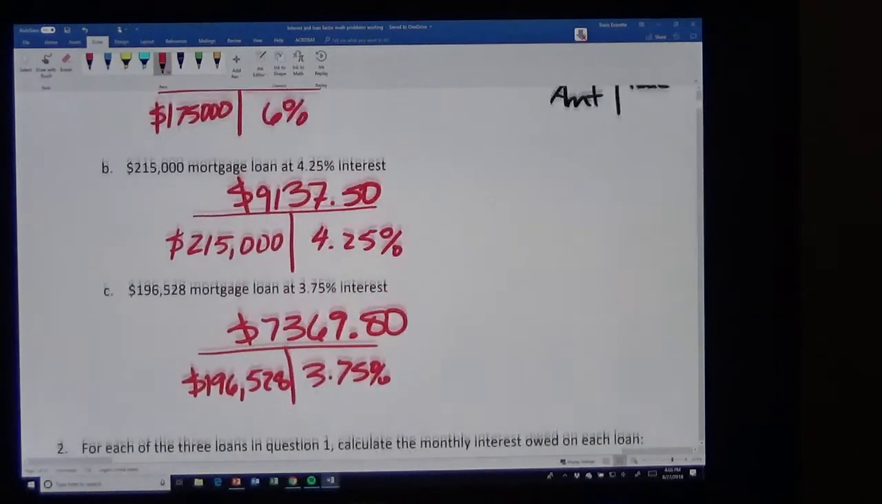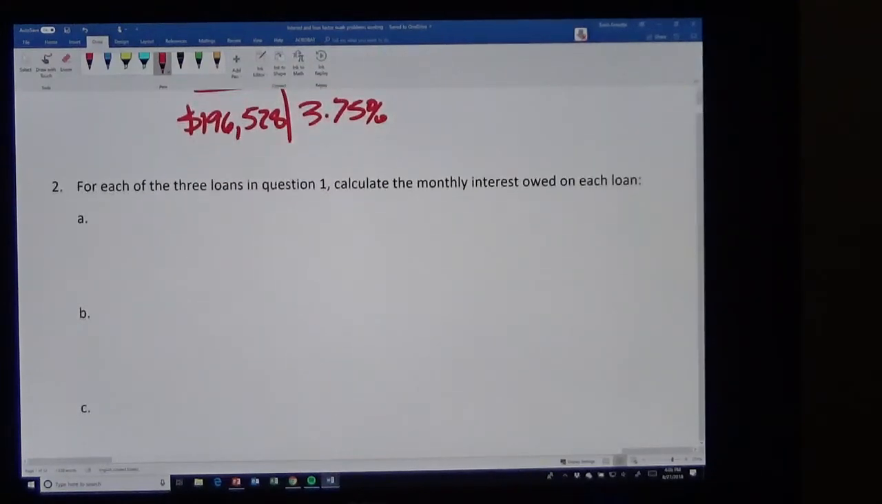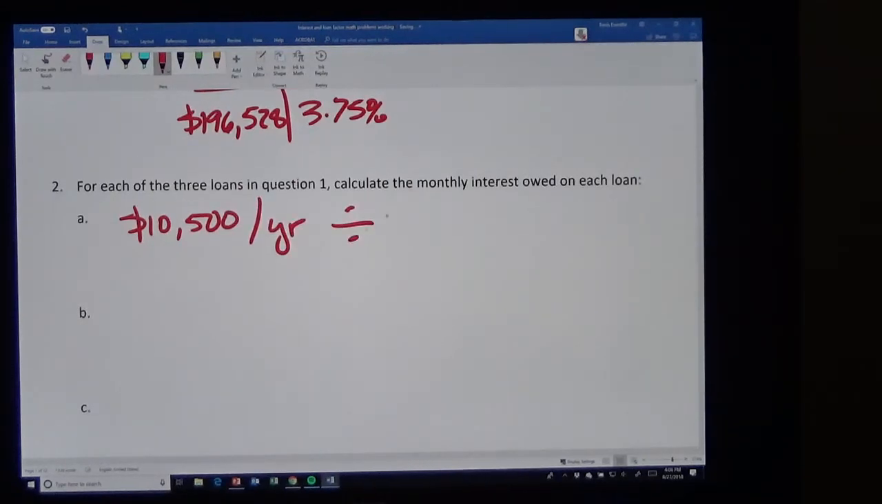Now question 2 simply says for each of the 3 loans in question 1, calculate the monthly interest owed. Well, this is all annual interest. So in A, for example, that's $10,500 per year. And we would divide that by 12 to get to our monthly interest. $10,500 divided by 12, and that equals $875 monthly.